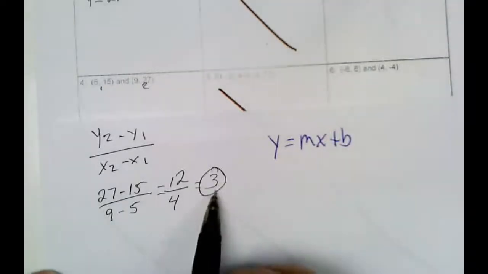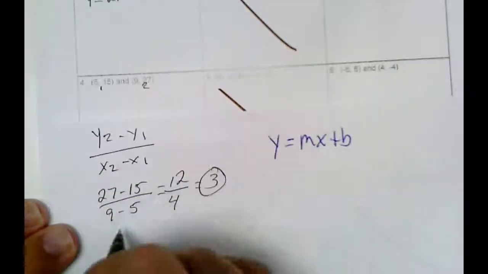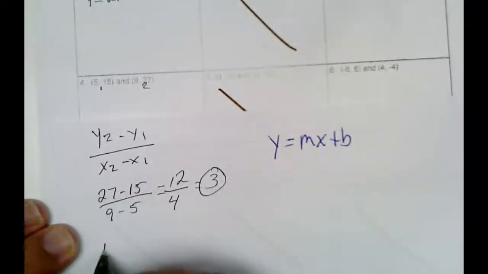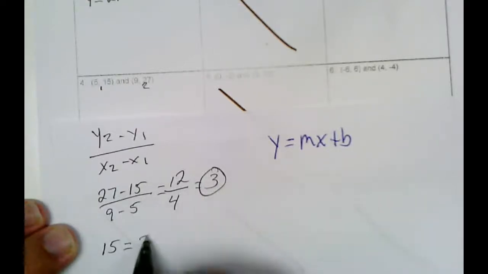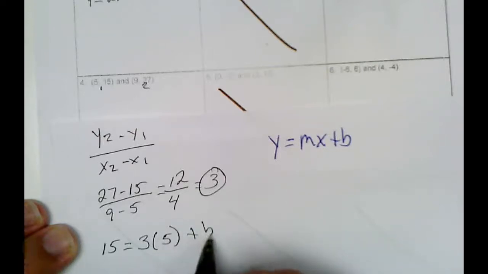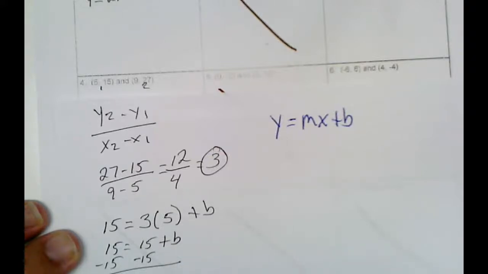Remembering I want my equation written in this form, now I'm going to substitute. I pick a point, either one is okay. For this case, I'm going to choose 5, 15. So 15 is equal to my slope times my x plus b. Simplify. 15 is equal to 15 plus b. Since it's a plus 15, I'm going to subtract 15. And I'm left with a y-intercept of 0.